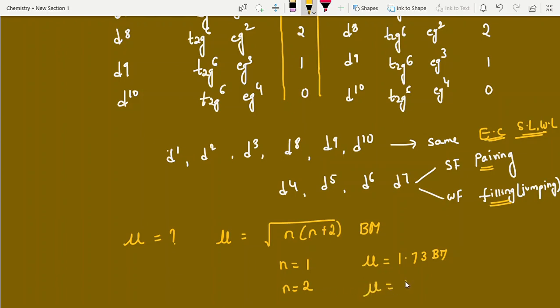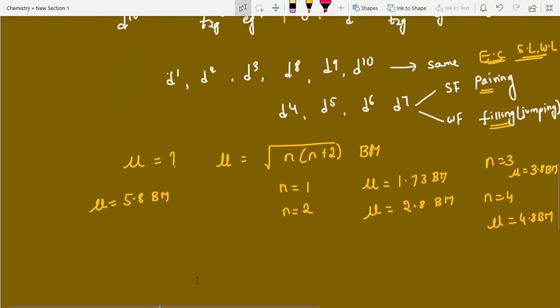N equal to 2, then 2.8. N equal to 3, magnetic moment is 3.8 Bohr magneton. That's it. N equal to 4, mu equal to 4.8. N equal to 5, mu 5.8. They'll ask sometimes questions like this. Mu equal to 5.8 Bohr magneton.